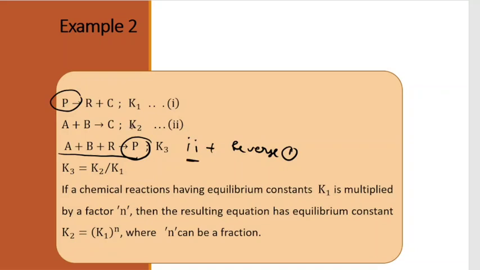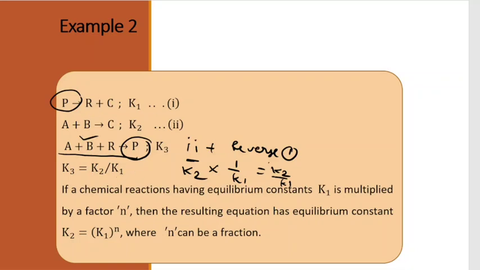Plus means we need to multiply the equilibrium constants. For reaction 2, what is the equilibrium constant? K2. For reverse 1, what is the equilibrium constant? For 1 it is K1, for reverse 1 it is 1 by K1. As the equations are added, you have to take the multiplication or the product of equilibrium constants. That means you will get K2 by K1 for this reaction.